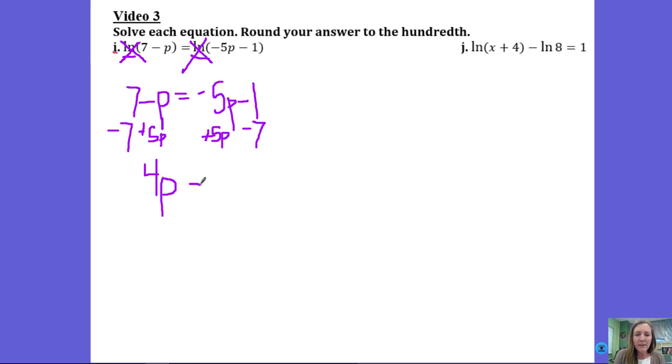If I subtract 7 from negative 1, I'm going to get a negative 8. And then I divide both sides by 4, and I'm left with negative 2. So my value of p here is going to be negative 2.